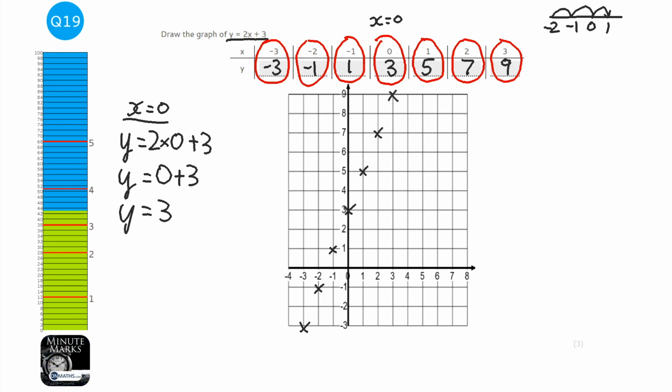Now I want to join those up with a straight line. So let's do that now. And the last step is to label it. And sometimes you're asked to draw more than one line, so we should label it.